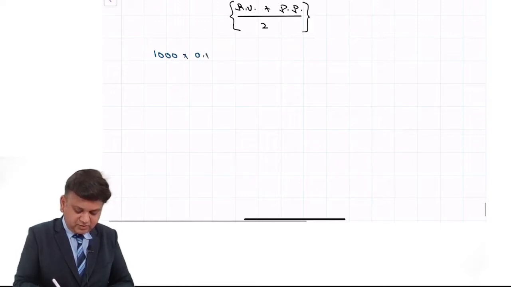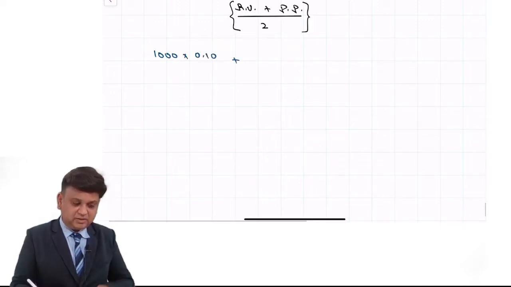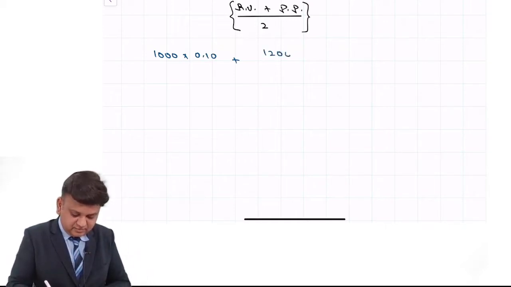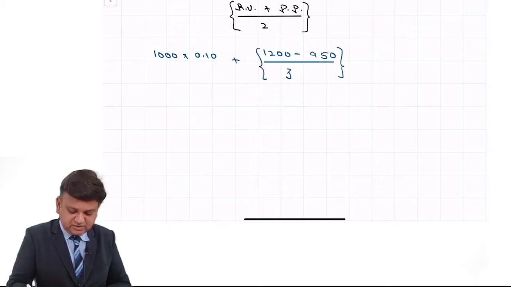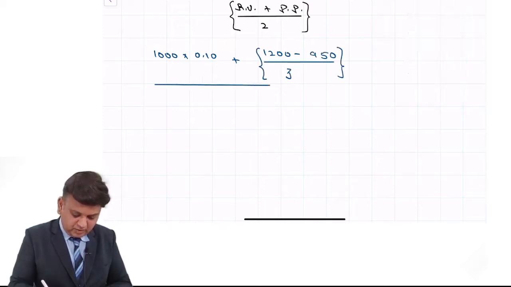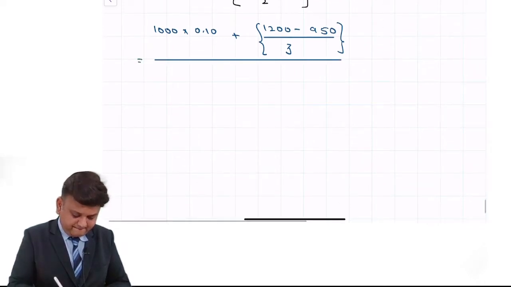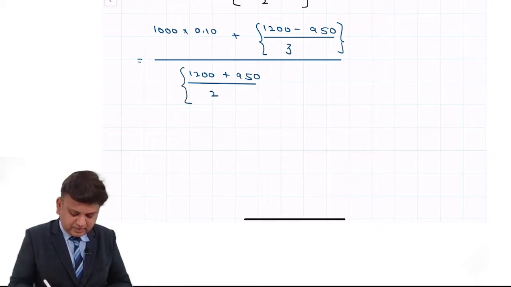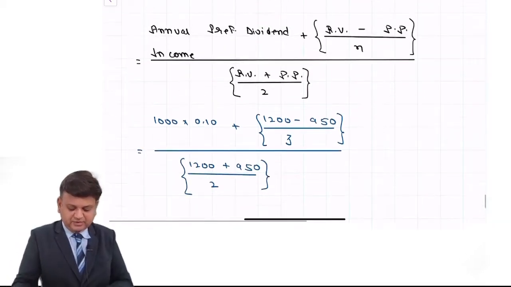So it is 1000 into 10% plus what is the redemption value of the security? Redemption value is 1200. What is the purchase price? 950. What is the time period of holding investment by the investor? 3 years. Whole divided by redemption value plus purchase price divided by 2. This is the way we make the calculation of the answer.